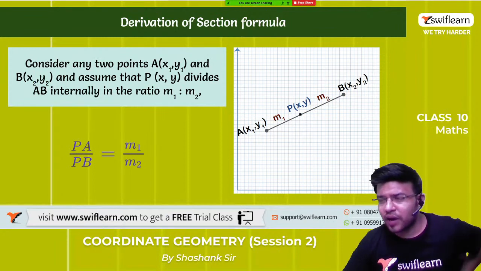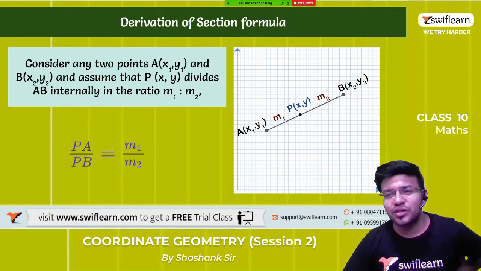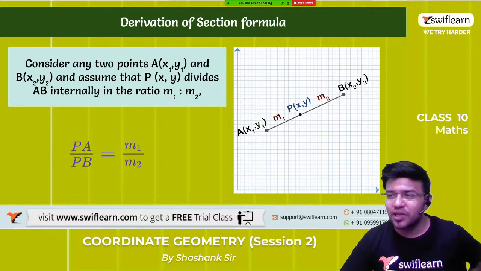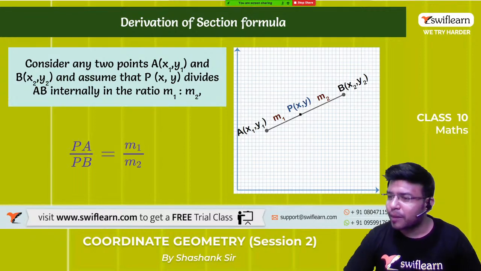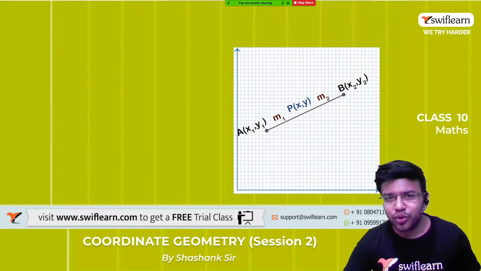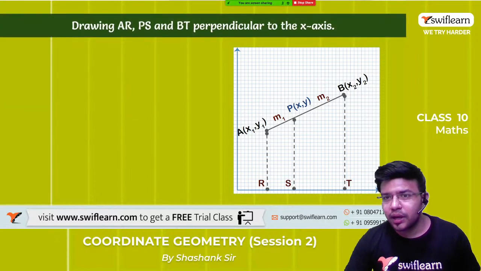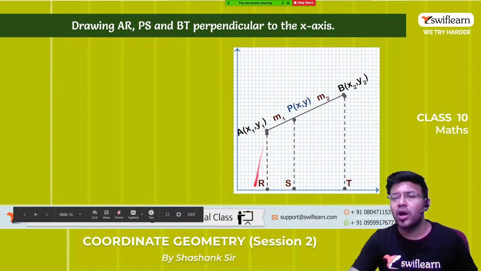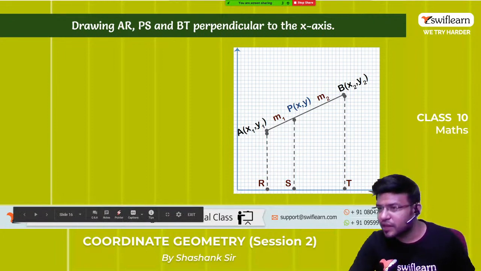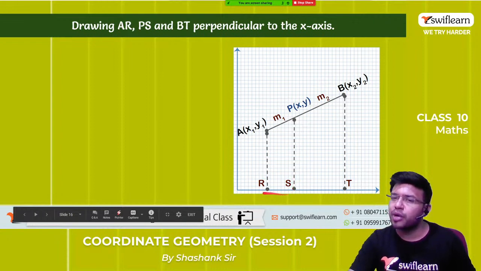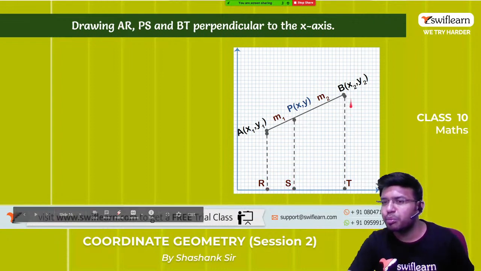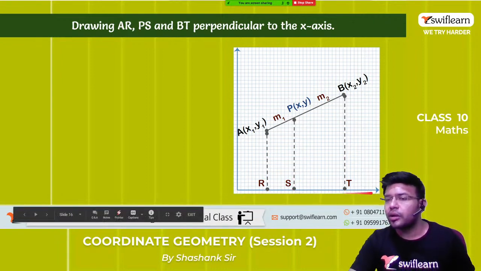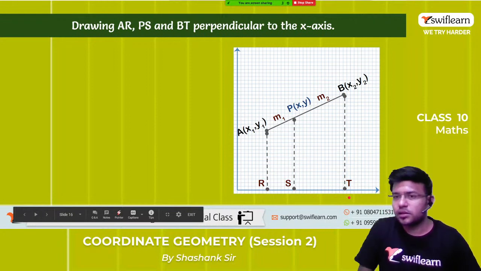Any doubts so far? This is all the consideration. Okay, this is what we need to consider to derive the formula. So should I proceed? Yes, let us proceed. Now draw AR perpendicular to the x-axis. Draw PS perpendicular to the x-axis. Draw BD perpendicular to the x-axis, where these perpendiculars meet at the points R, S and T on the x-axis.